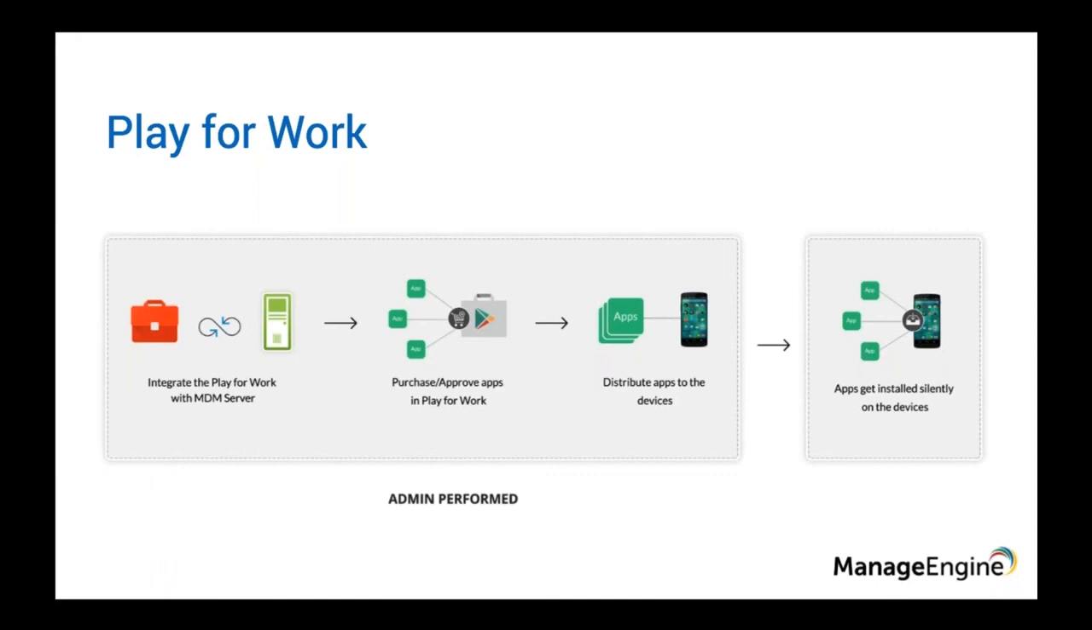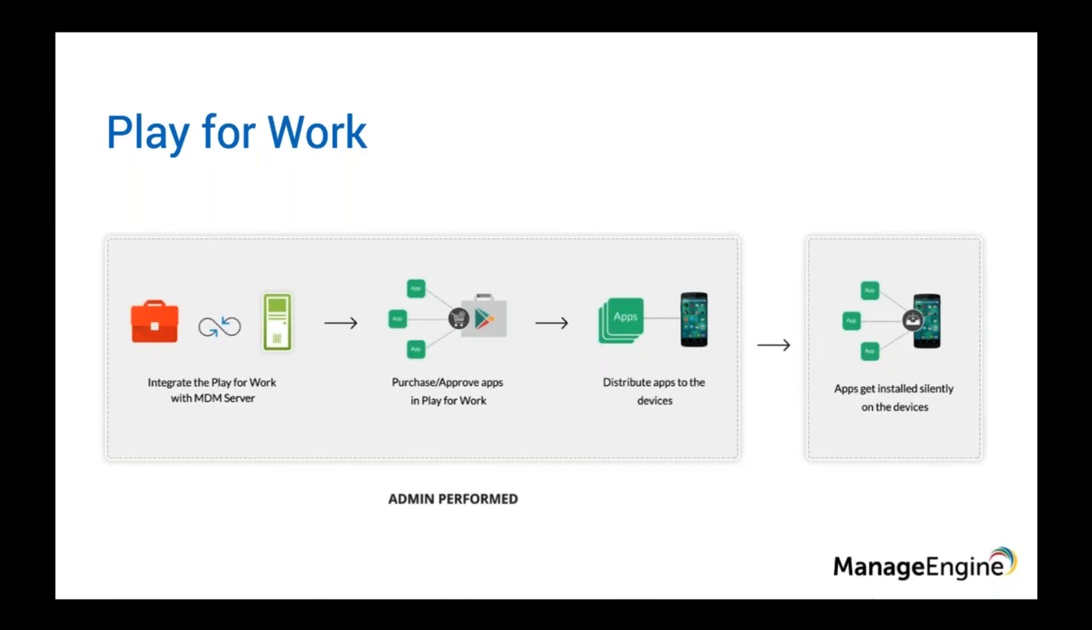Now, this is how Play for Work actually takes place in MDM. Firstly, you need to integrate Play for Work with MDM server by providing a Play for Work account. The next step is to purchase or approve apps in Play for Work. Once you do that, since Play for Work is integrated with MDM server, the apps are essentially being approved on the app repository. Once the apps have been added to the app repository, the next step is to distribute the apps to the devices where they get automatically installed. The first three steps are once again admin performed and are one time.